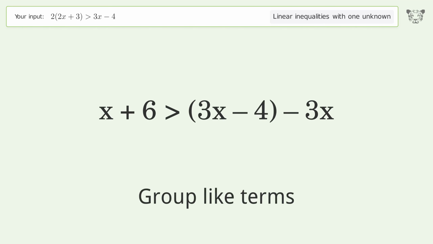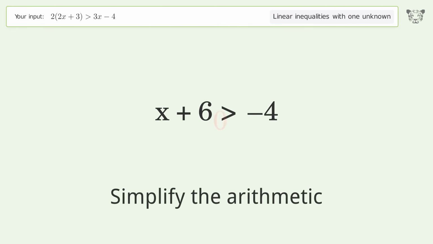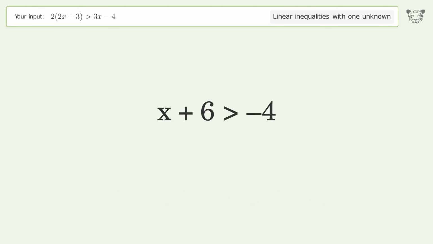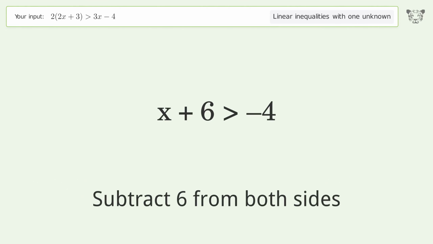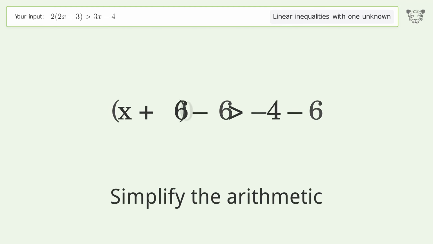Group like terms. Simplify the arithmetic. Group all constants on the right side of the inequality. Subtract 6 from both sides. Simplify the arithmetic.